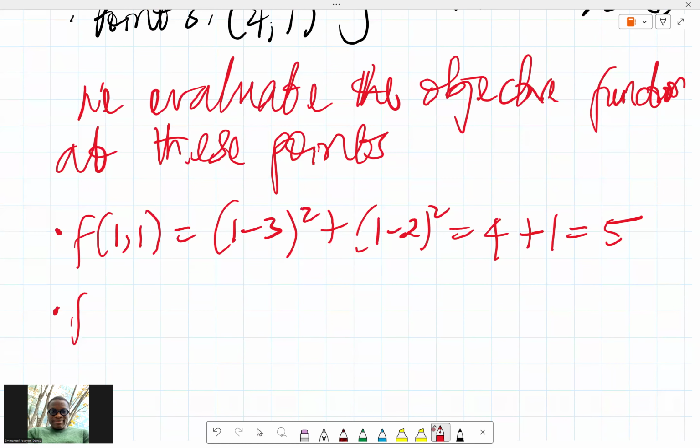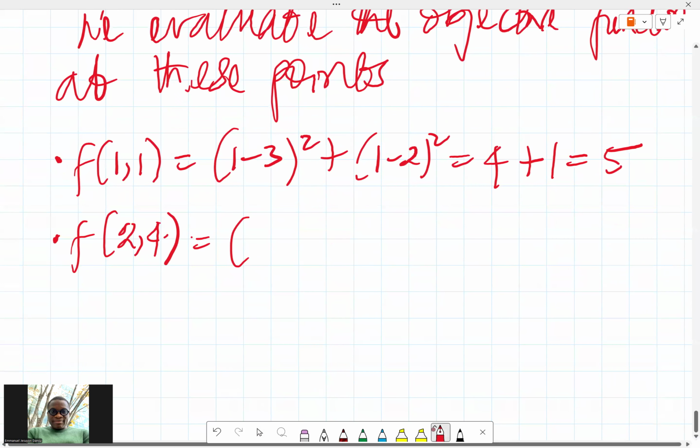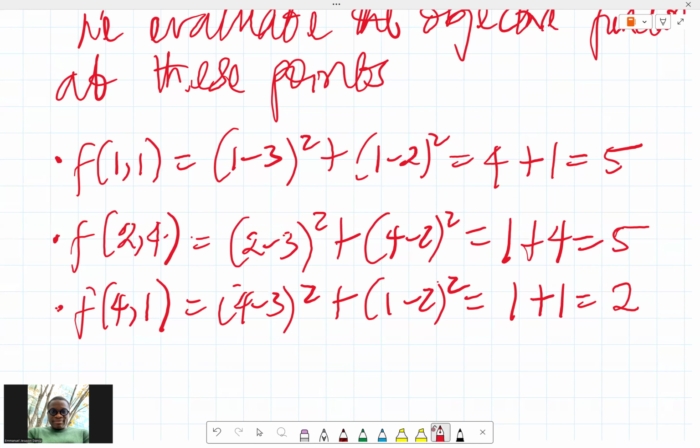Then we have f of 2, 4, the second point. That is 2 minus 3 squared plus 4 minus 2 squared. 2 minus 3 squared is minus 1 squared, that's 1. 4 minus 2 squared is 2 squared, that's 4. And that gives us 5 again. Then we have the last point, f of 4, 1. That is 4 minus 3 squared plus 1 minus 2 squared. 4 minus 3 is 1, 1 squared is 1. 1 minus 2 is minus 1, minus 1 squared is 1. And that gives us 2. So now we have got this.